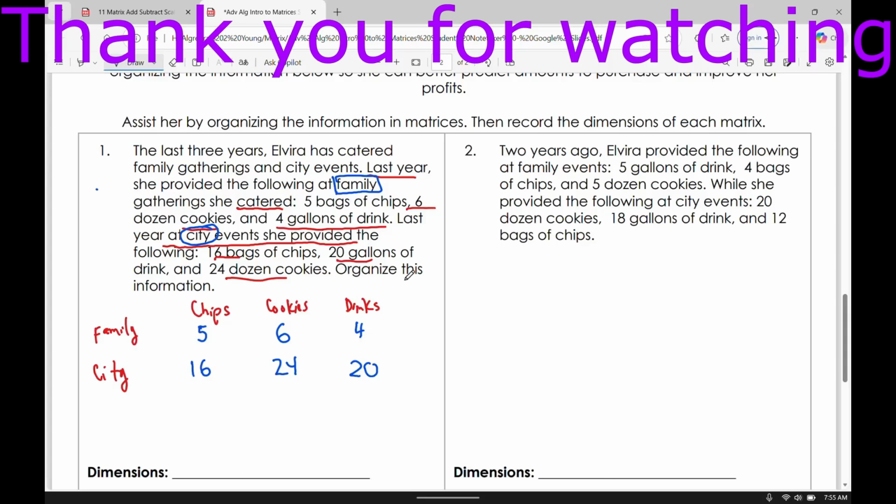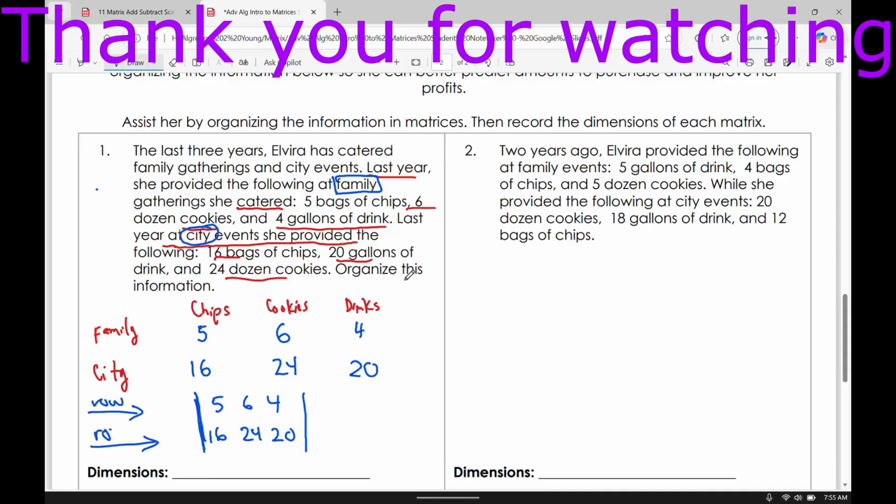So how do we write this? We have the matrix. If we need to write this as a matrix, we use the square bracket. We put 5, 6, 4, 16, 24, 20, and then a closing square bracket. So what are the dimensions? How many rows? Again, we need to have the row and column. So this is row.